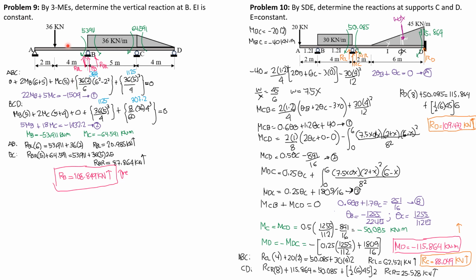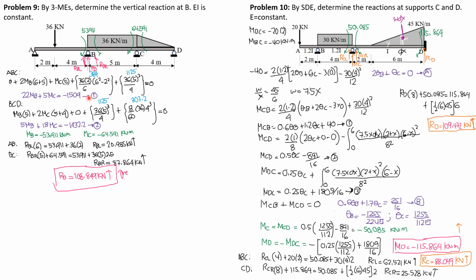5 plus 6 area 1A over L1, which is PA over L, quantity L square minus A square. So P36A is 2 all over L6, quantity 6 square minus 2 square. Then the value is 384. While for the 6 area 2B over L2, for this span BC, it is entirely loaded with this uniform load, WL cube over 4. So 36, 5 cube over 4, and it is 1125. Simplifying, 11 times 2 is 22 MB plus 5 MC equals negative 1509.